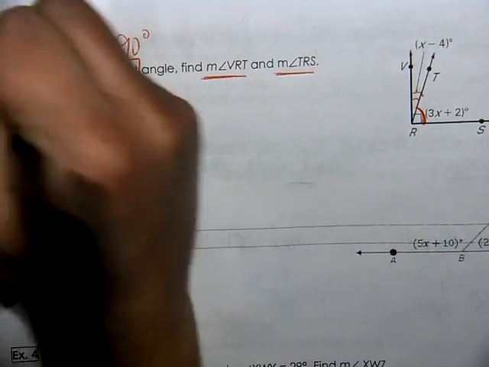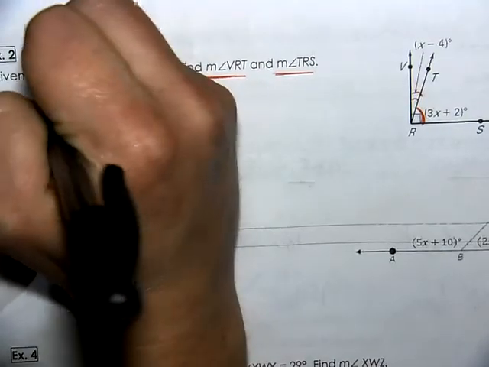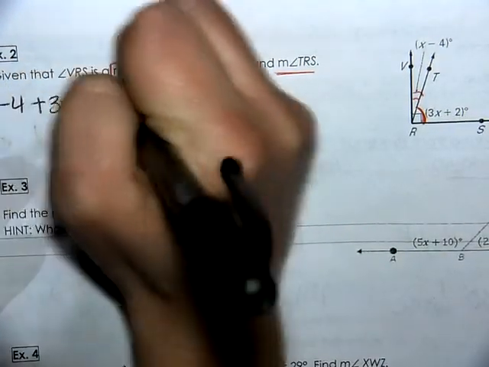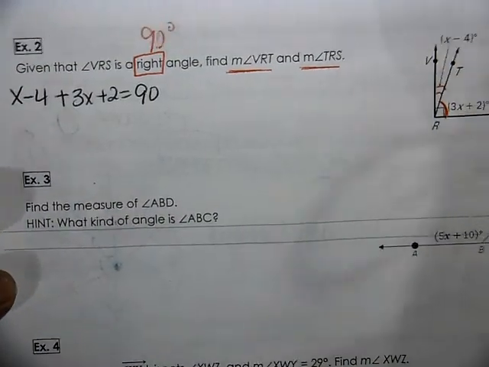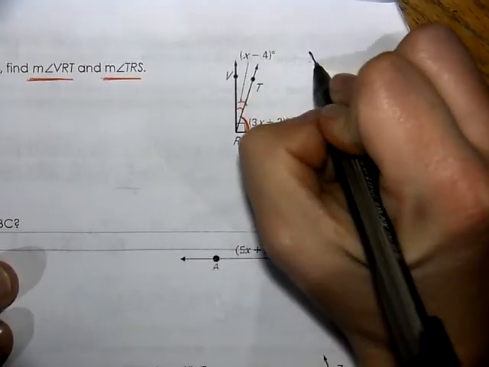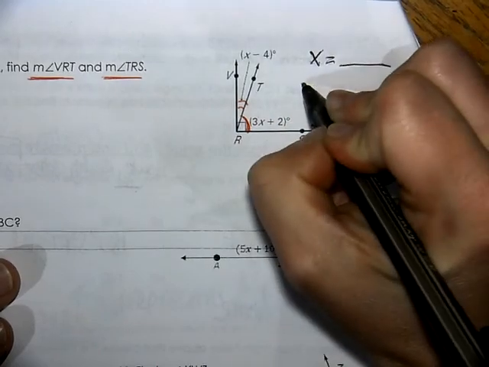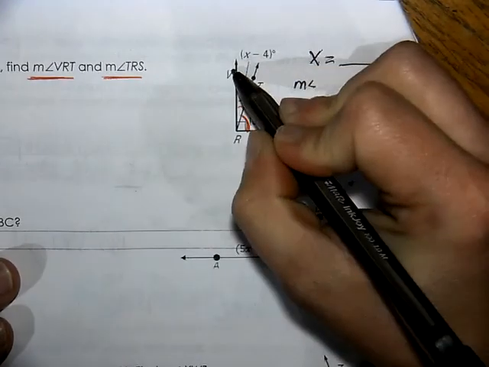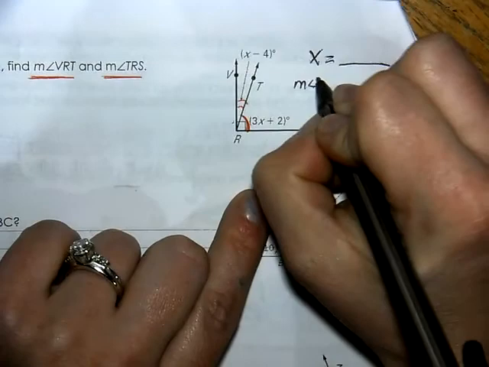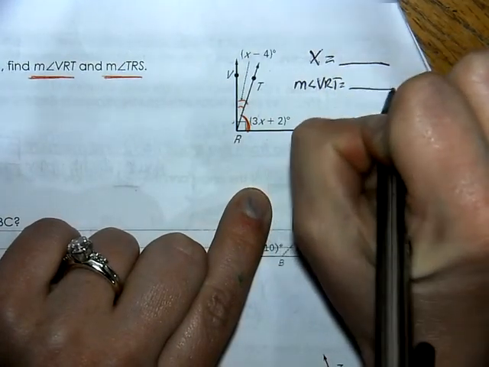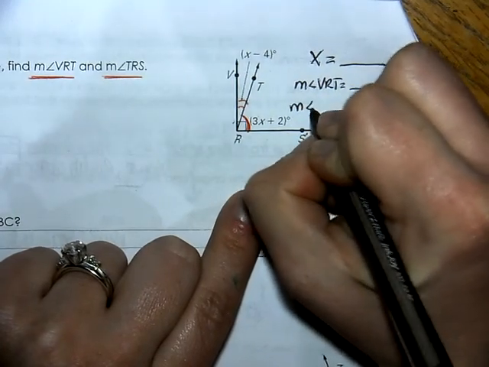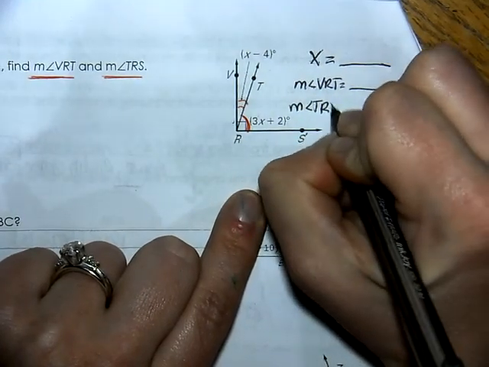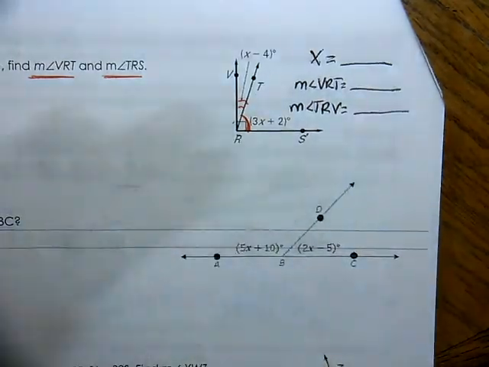Instead, what we can say is that x minus 4 plus 3x plus 2 is equal to 90 degrees. We can set up this equation. And our goal is to find what x is equal to, and then what the measure of angle VRT is. And finally, what the measure of TRS is. So that's what we need to find.